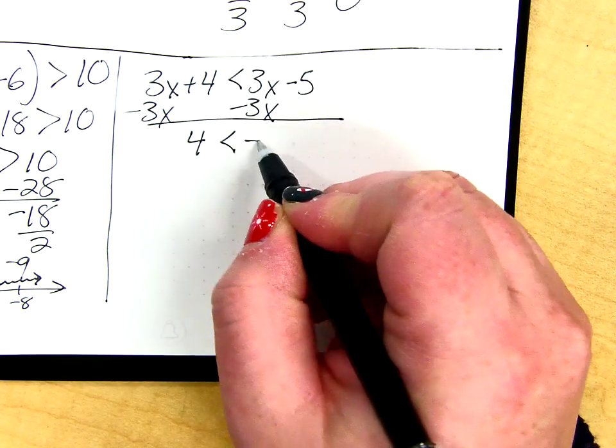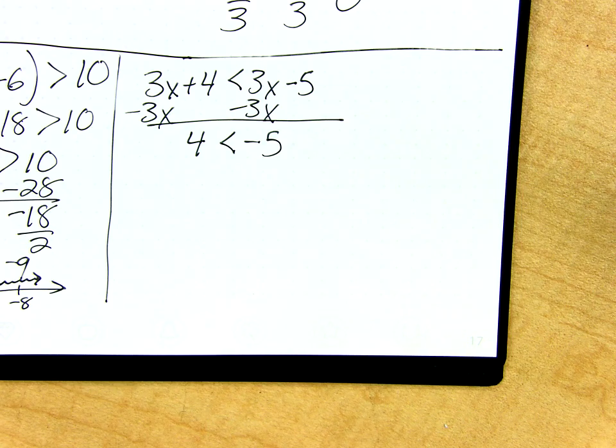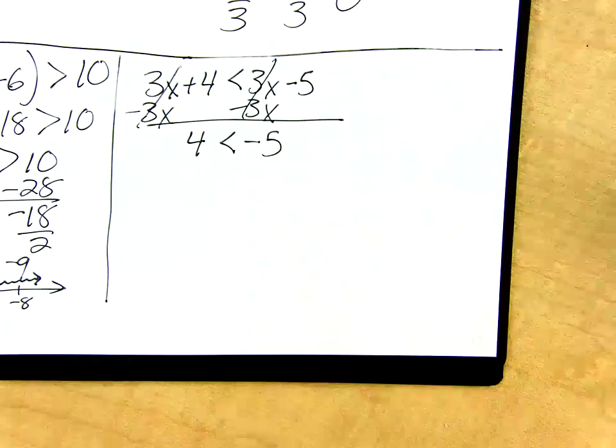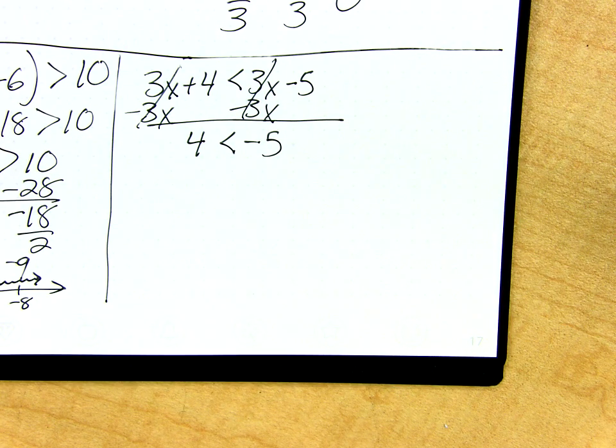4 is less than -5. Well, whoa. First of all, my variables are gone. I'm left with something that says 4 is less than -5. Wouldn't it be the equal sign with the cross over it? No, you're only going to use that symbol if it's already there. Yeah, you can't solve it.